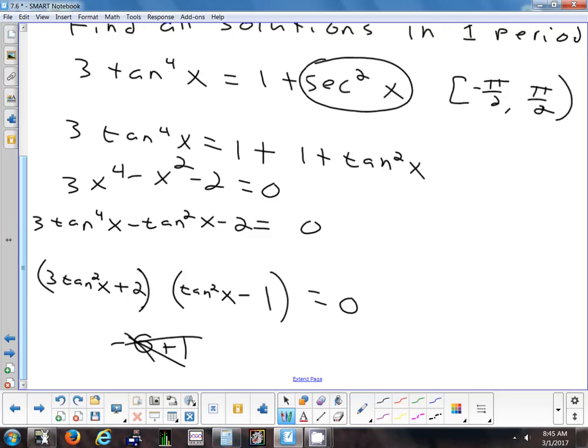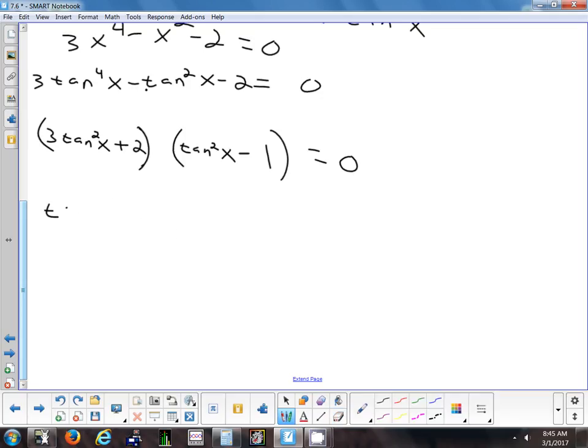Okay, now I get, what's 3 times negative 1? And what's 2 times 1? And negative 3 plus 2, there's my negative 1 tangent squared, and 2 times negative 1 is negative 2. So we factored it. If you were factoring the one above, it would be 3x squared plus 2x squared minus 1. Now what do you do with each factor?